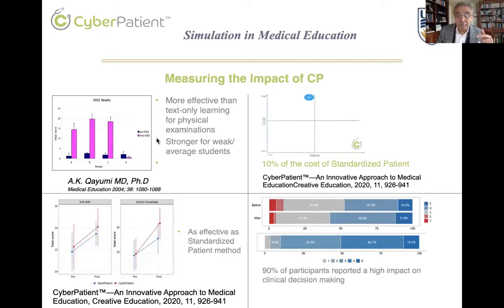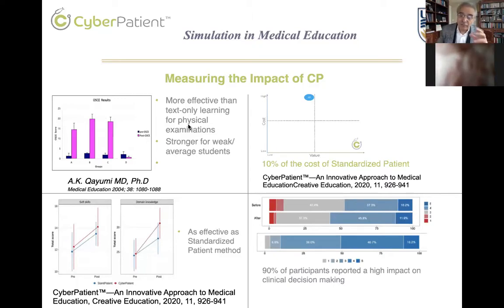The research has shown that people who used CyberPatient were significantly better in the OSCE examination and also in multiple choice questions than the textbook group. And also when we plotted the end-of-year performance of these students in a regression analysis, we found that students who were lower achievers exceeded expected achievement with CyberPatient, while for the 10% of students who were higher achievers at the university, it didn't make any difference for them.